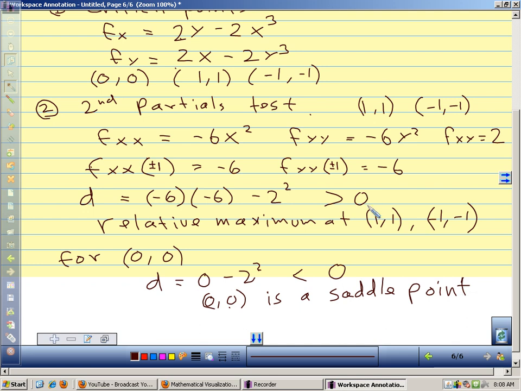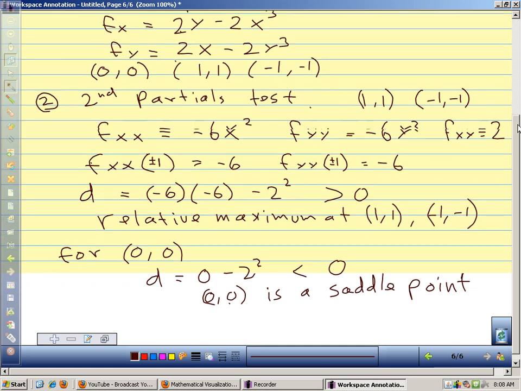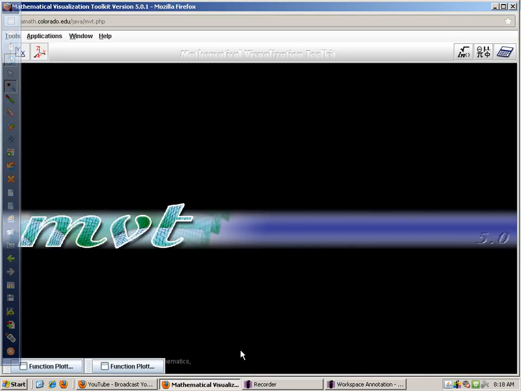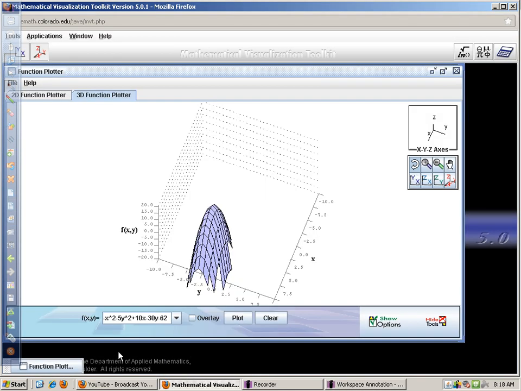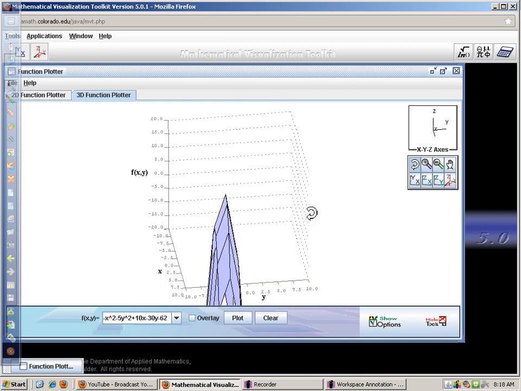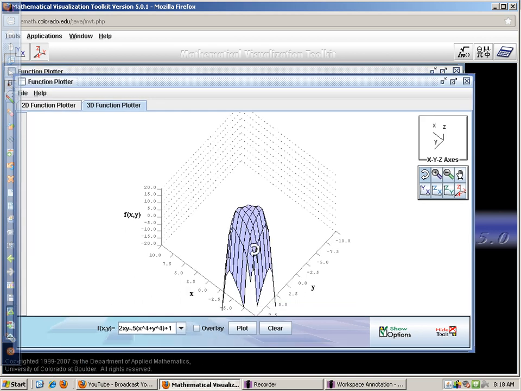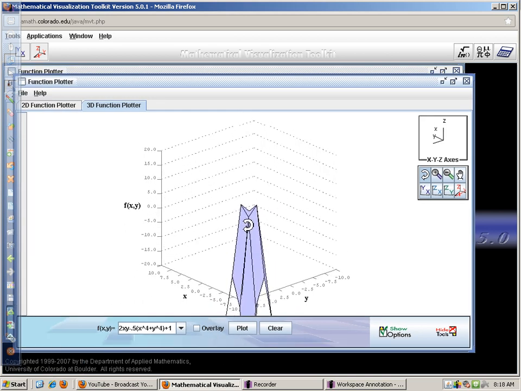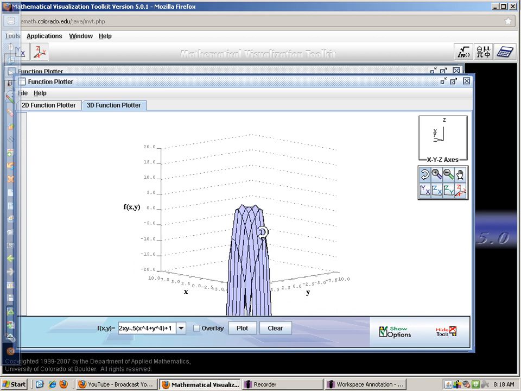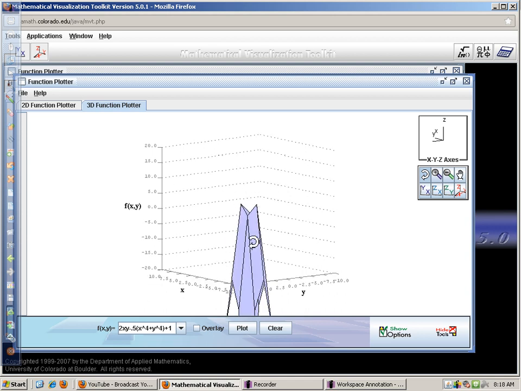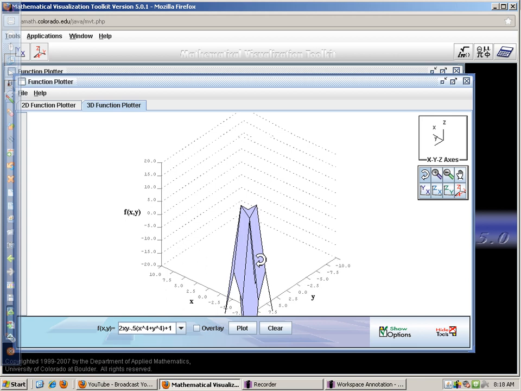So let's take a look at what this function looks like if we graph it out. So I have it graphed here. I think it is this one. I had a hard time getting a good graph of this function. No, that's the wrong one. It is this one. There we go. So if we look at it from the side, there are two maximums at this point here and this point here. And our saddle point, you can see right in the middle there.